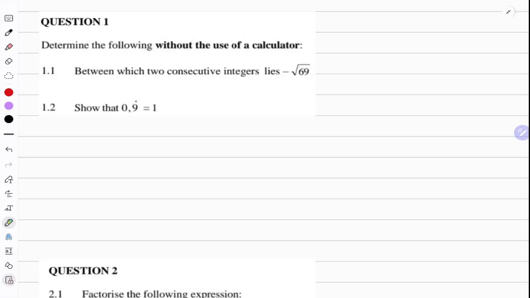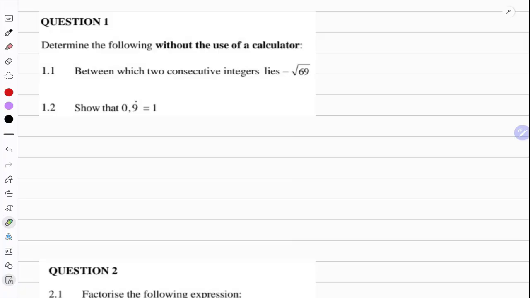Today's lesson focuses on a previous question paper. This is a 2025 June preparation exam paper 1. This paper will help you prepare for the paper 1, the June 2025 paper 1 exam. So let's run through the question paper.